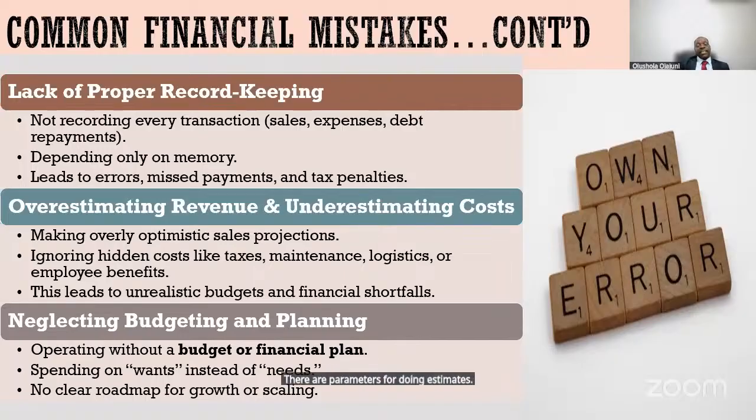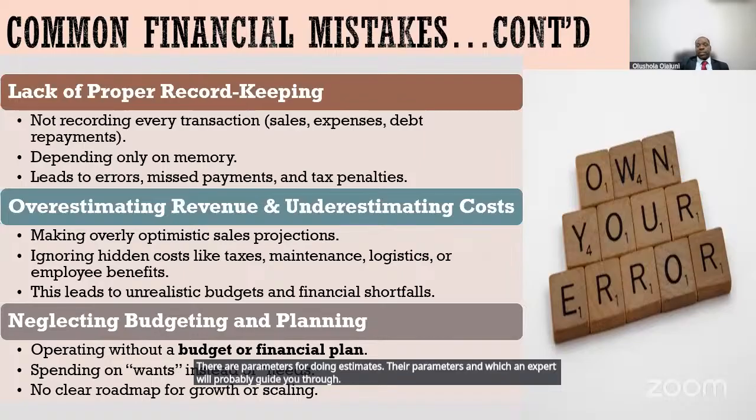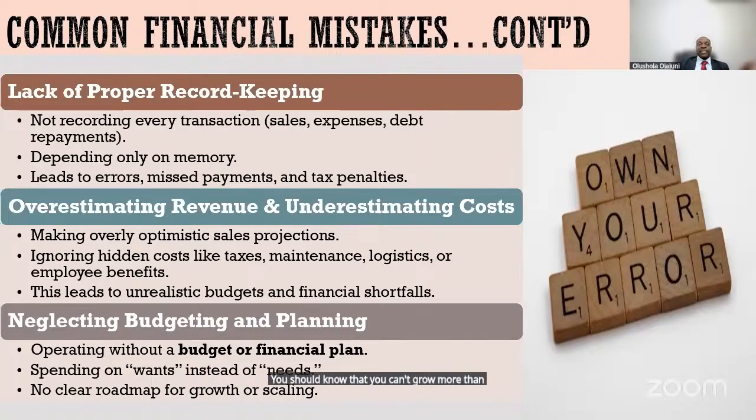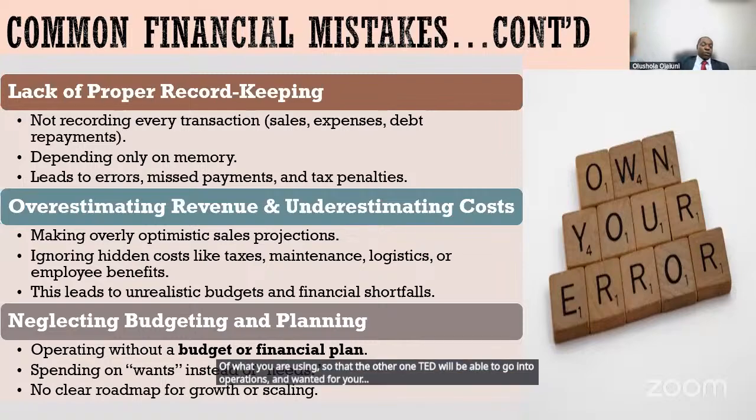There are parameters which an expert will probably guide you through. You should know, okay, this can't grow more than 30%. Just like your cost of production should not exceed a fraction of about 1/3 of what you are using, so that the other 1/3 will be able to go into operations, and 1/3 for the profit part of the business. So there are parameters or estimates that are used to do some of these things.